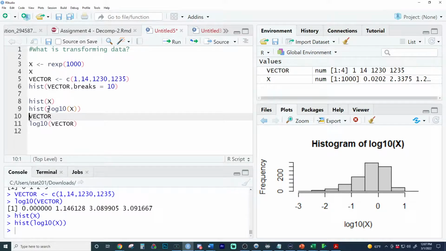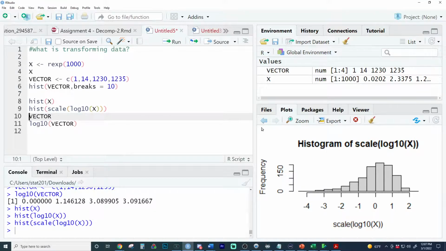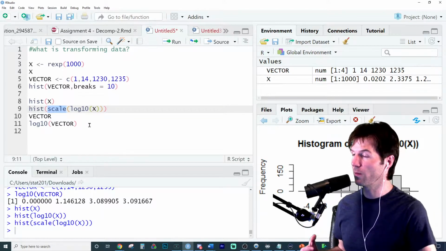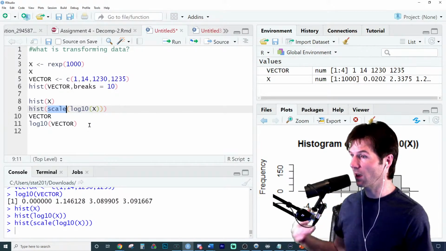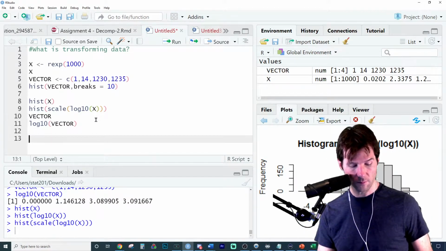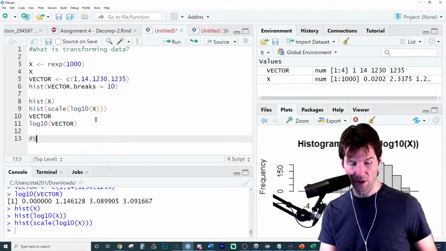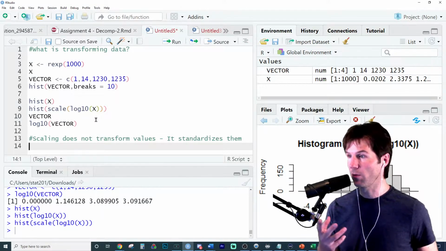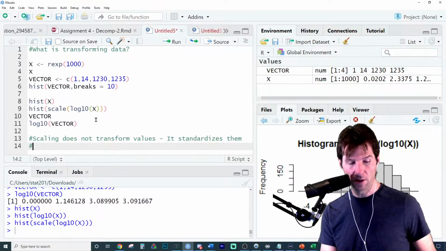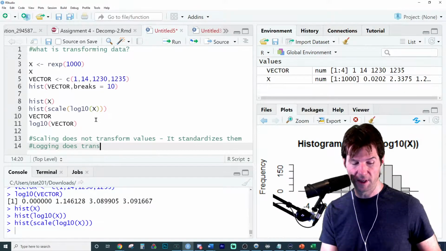So we could take this afterwards and scale it, something we saw originally, and now we can see right here they are z-scores. Scaling, I do want to point this out, does not transform the data in terms of changing the shape of the distribution. It does standardize the values. That's what scaling does. Let's put a key note right here. Logging or scaling does not transform values. It standardizes them, i.e. turns them into z-scores, which is a form of standardization. And then we have right here, logging does transform data.